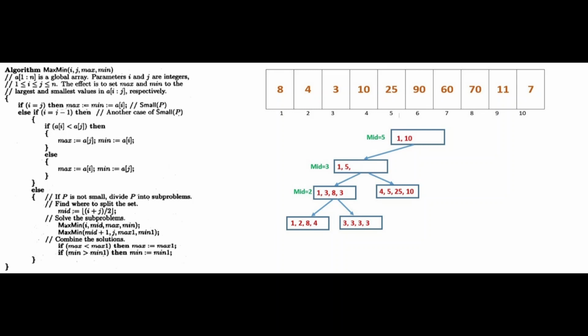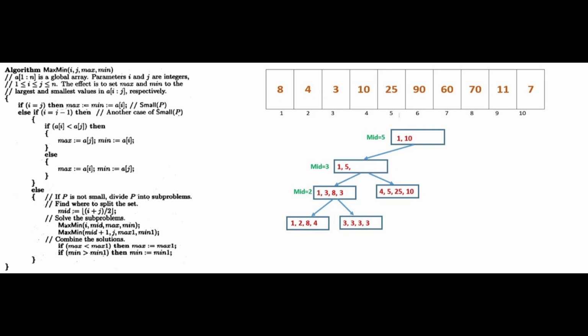Its next execution is combine the solution. Two recursive calls are completed. Next it executes combine the solution. It has to decide which value is the maximum, max or max 1, and which is the smallest value, min or min 1.